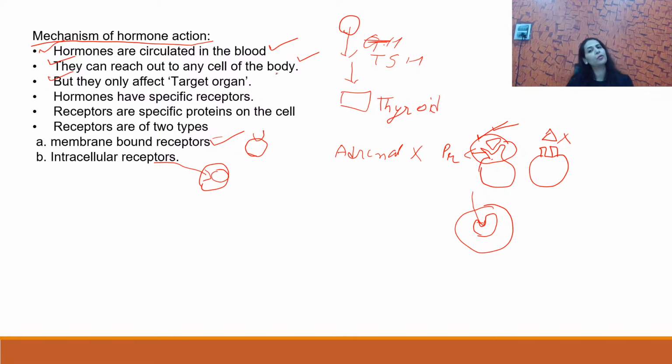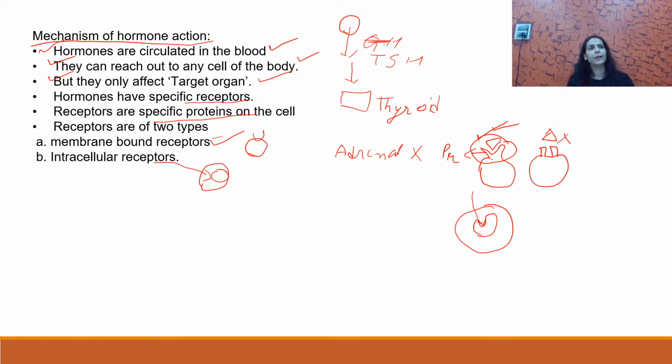Hormones can reach out to any cell of the body, but they only affect targets because they are attached to specific receptors. These receptors are specific proteins. They are of two types, membrane bound or intracellular. Now, based on the two types of receptors, you have two mechanisms of action of hormones. If you take up your NCERT book, you do that today.